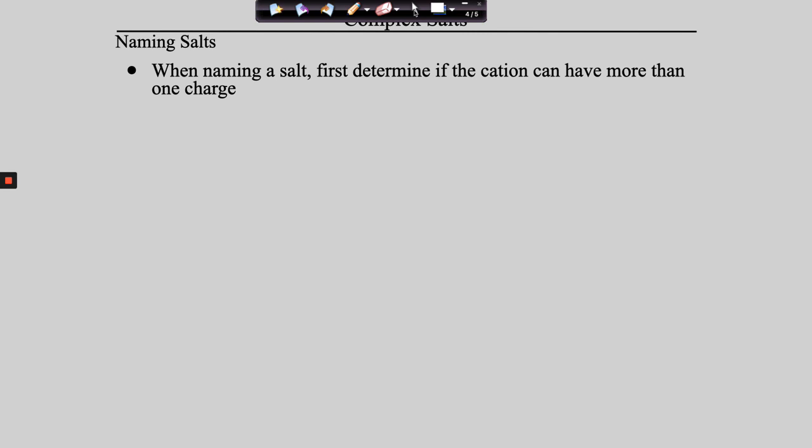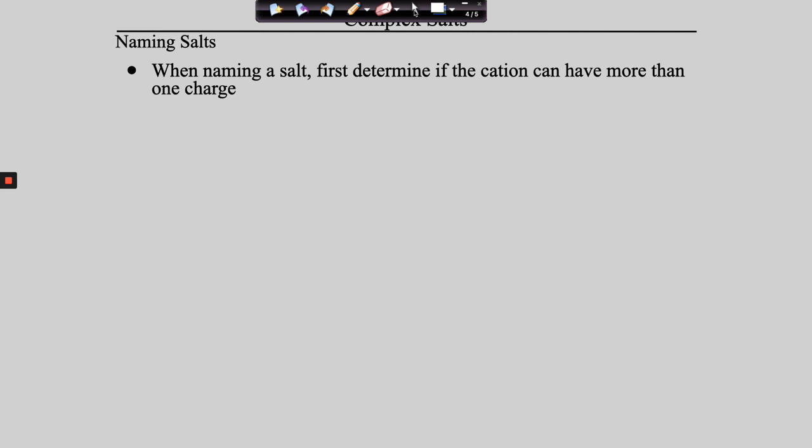When we're naming salts, the first thing you've got to do is determine if the cation has more than one charge. Yeah? Would you turn and explain to the person next to you why it matters? Guys, not a lot of chatter. It's not because you don't understand, it's because you're not making the connection.